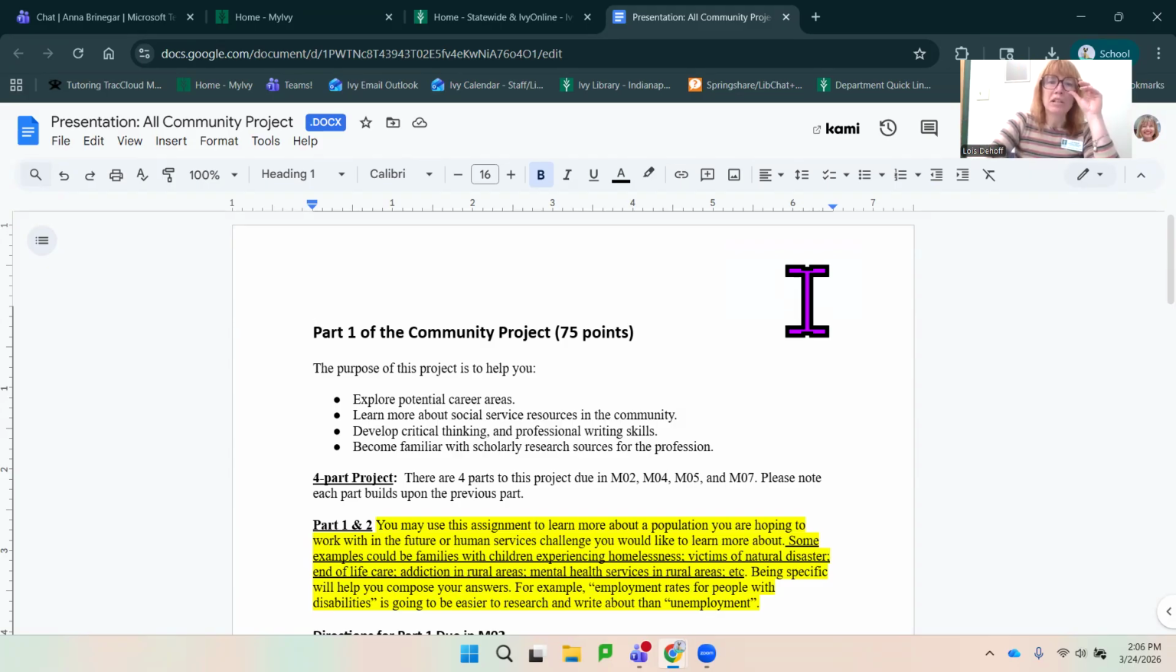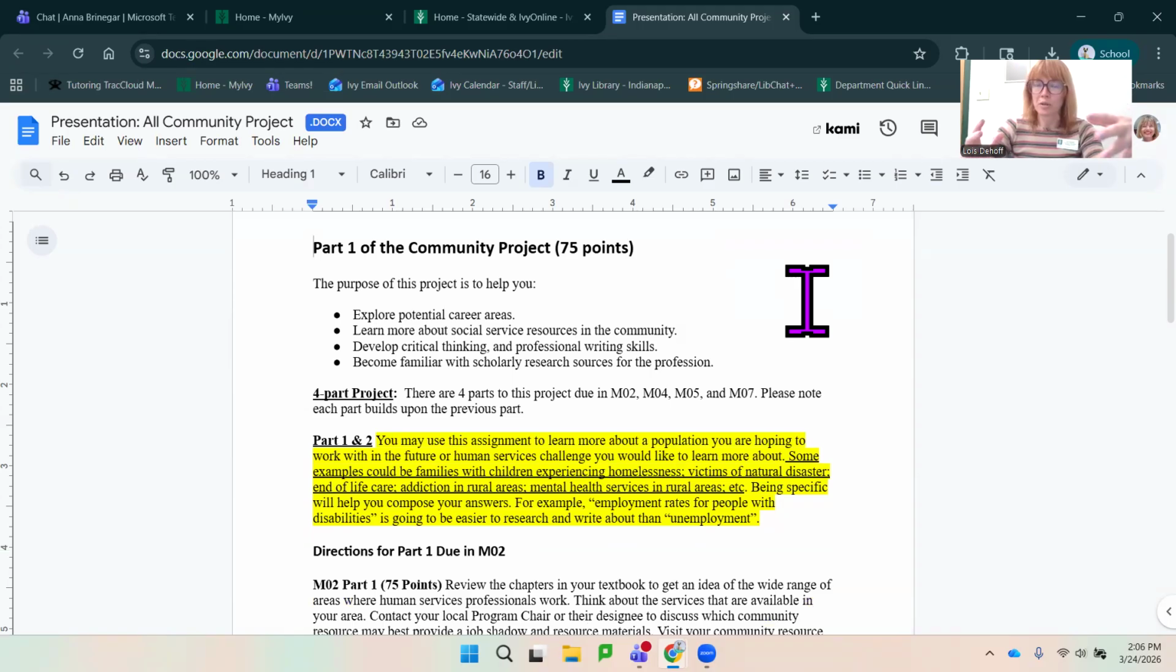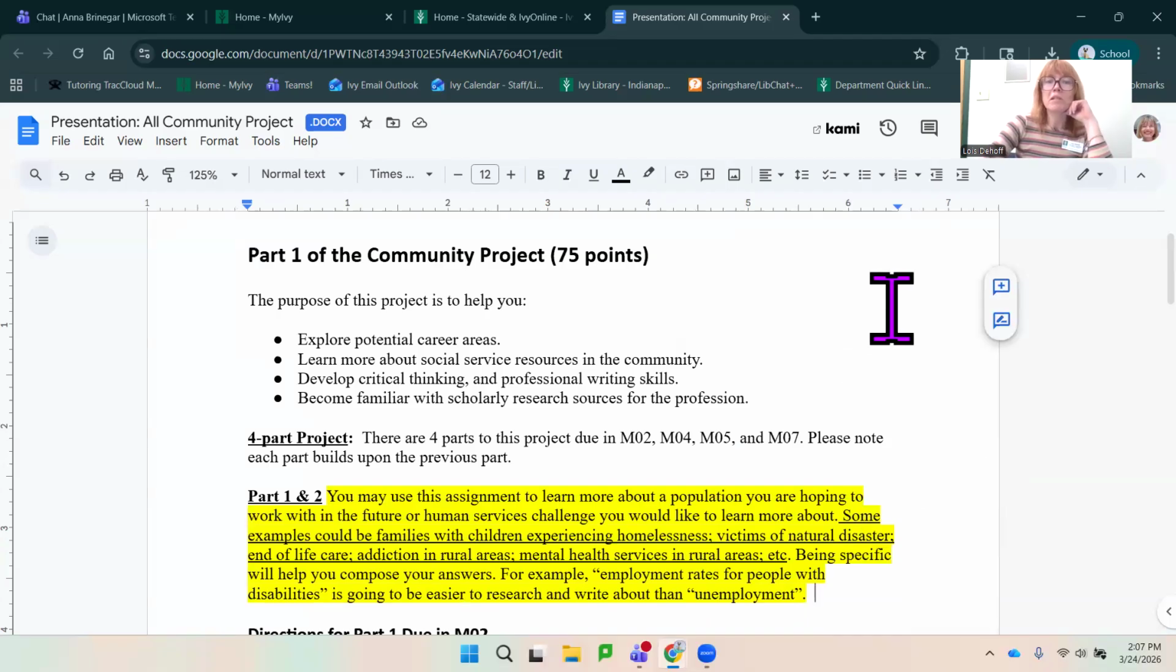This is a community project that has a couple different pieces to it. One of the things they want you to do, and the reason you're here most likely, is because it's research-based and they want you to speak to a librarian. In this assignment, you are identifying a population you hope to work with in the future or a human services challenge you would like to learn more about. Some examples can be families, rural children experiencing homelessness, victims of natural disaster, end-of-life care, addiction in rural areas, mental health services in rural areas, etc.